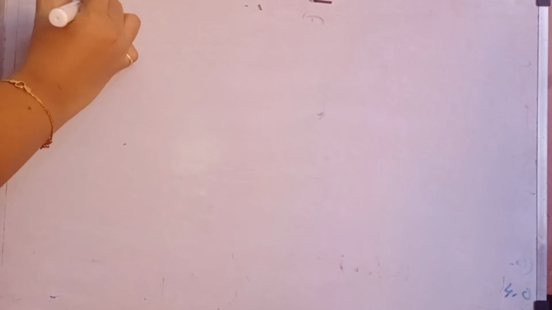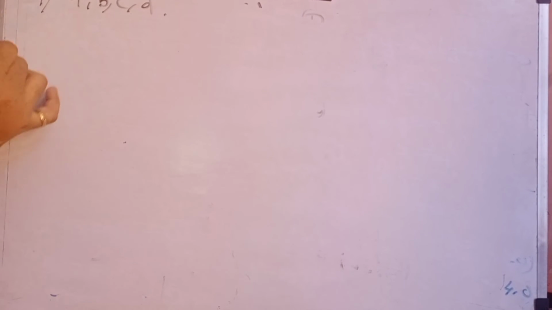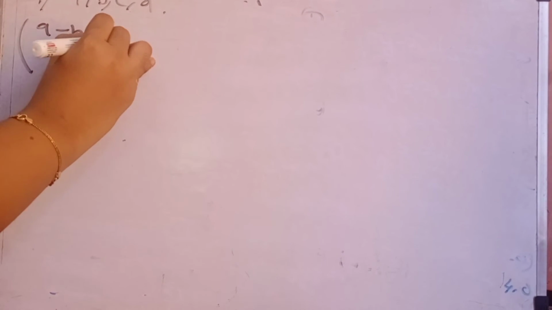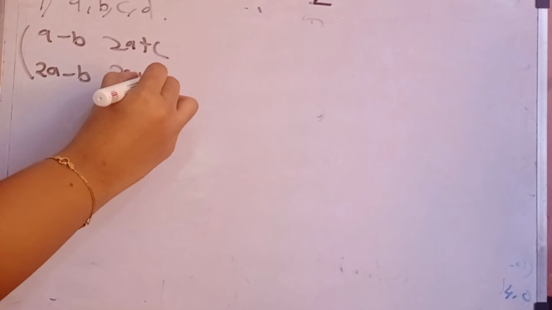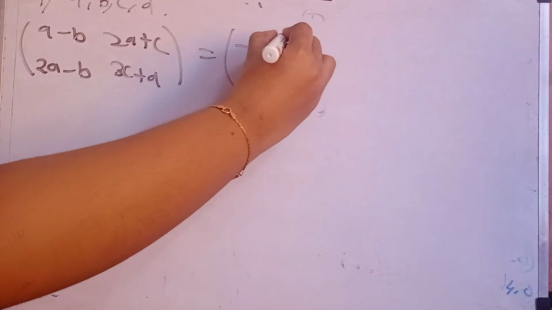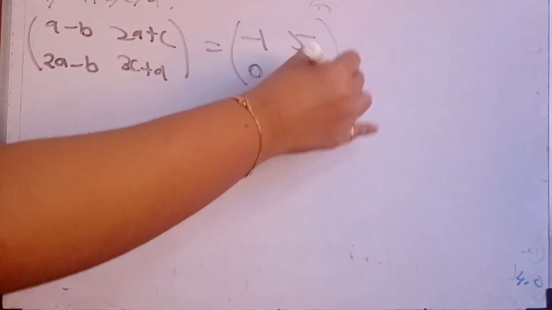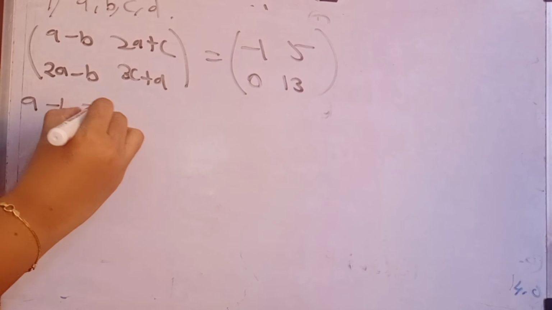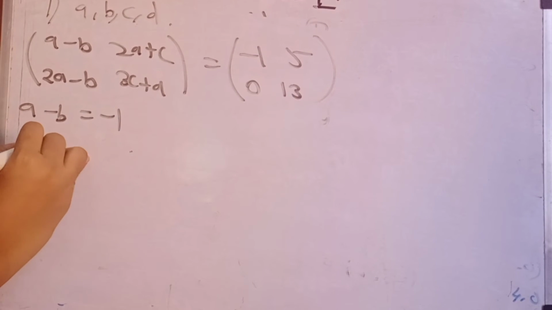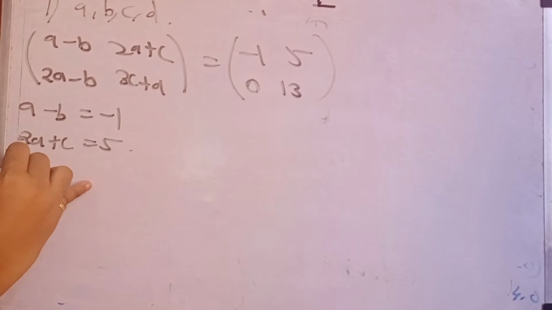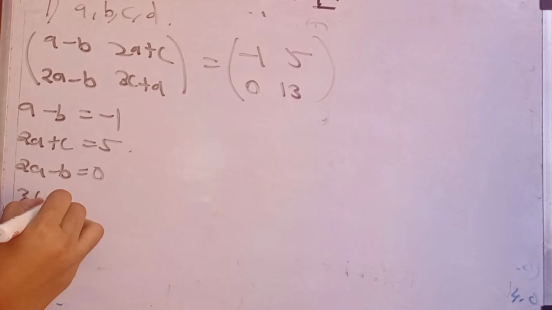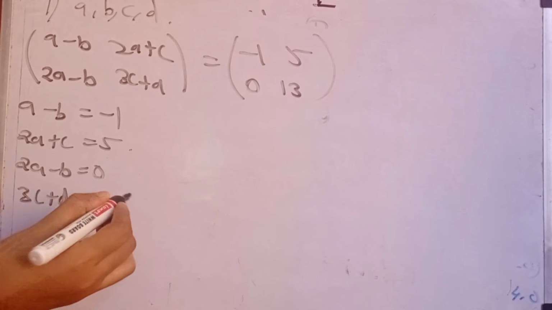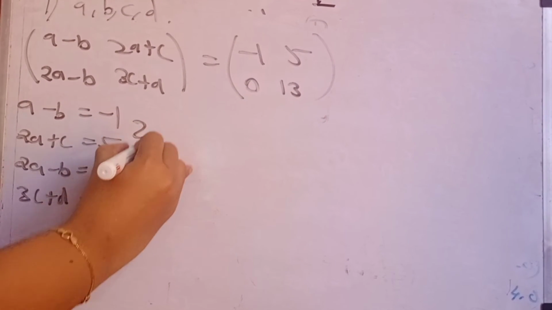Okay, so next one, the 7th, you need to find a, b, c and d. a minus b, 2a plus c, 2a minus b, 3c plus d is equal to minus 1, 5, 0 and 13, they have given. Compare it. a minus b is equal to minus 1. So 2a plus c is equal to 5. 2a minus b is equal to 0. Then 3c plus d is equal to 13. Okay, these are the 4 equations you are getting.